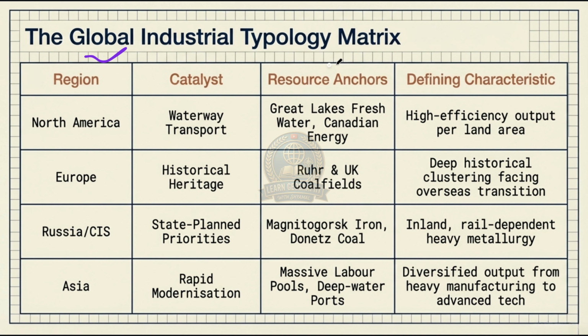Now, global industrial typology matrix. Region North America: catalyst, waterway transport; resource anchors, Great Lakes freshwater, Canadian energy; defining characteristics, high efficiency output per land area. In Europe: catalyst, historical heritage; resource anchors, Ruhr and United Kingdom coalfields; defining characteristics, deep historical clustering, facing overseas transition. Region Russia and CIS: catalyst, state planned priorities; resource anchors, Magnitogorsk iron and Donetsk coal; defining characteristics, inland rail dependent heavy metallurgy.